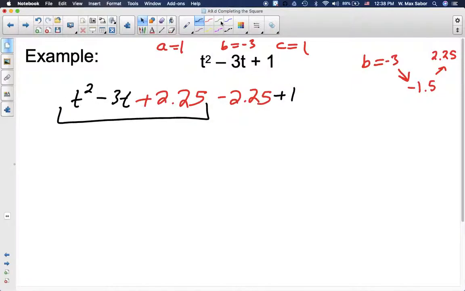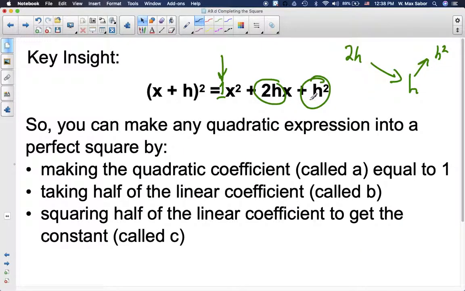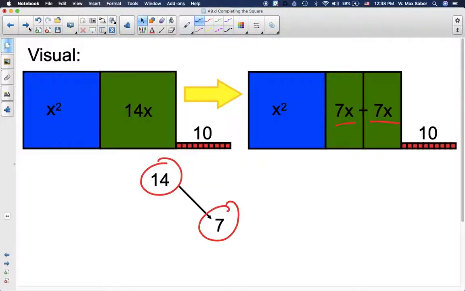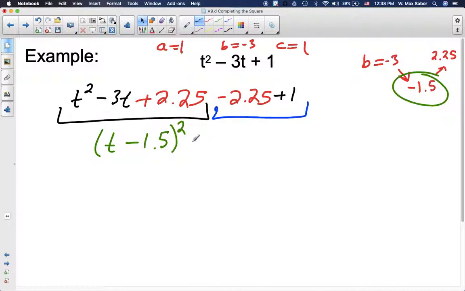Always add first, because if you look back at the original, it was plus h squared, not minus h squared. So this becomes x minus 1.5 squared. That's based off of the negative 3. We combine these like terms, giving us negative 1.25, and that's our answer.